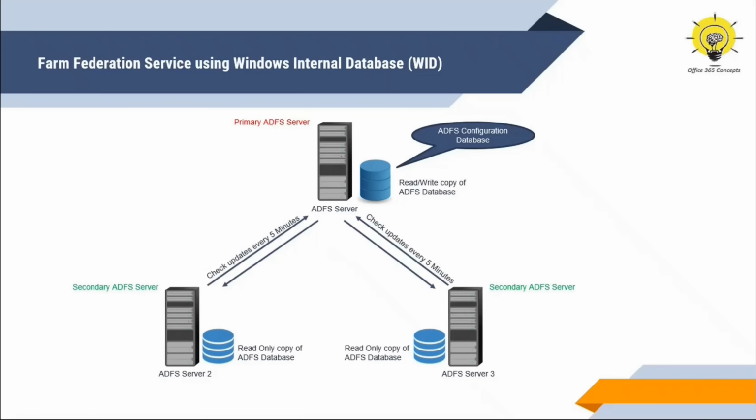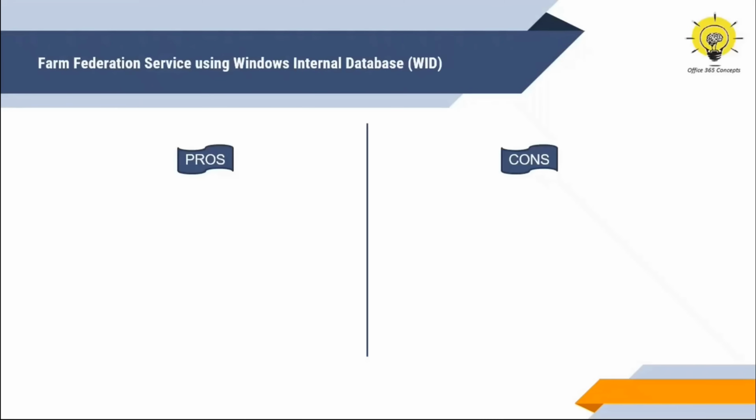Every 5 minutes, the secondary ADFS server will connect to the primary ADFS server, and they will query for the recent changes that are done within the primary ADFS server. In Farm Federation service with WID, if the primary ADFS server goes down, you can promote the secondary ADFS server as primary. This type of deployment has some advantages and disadvantages.